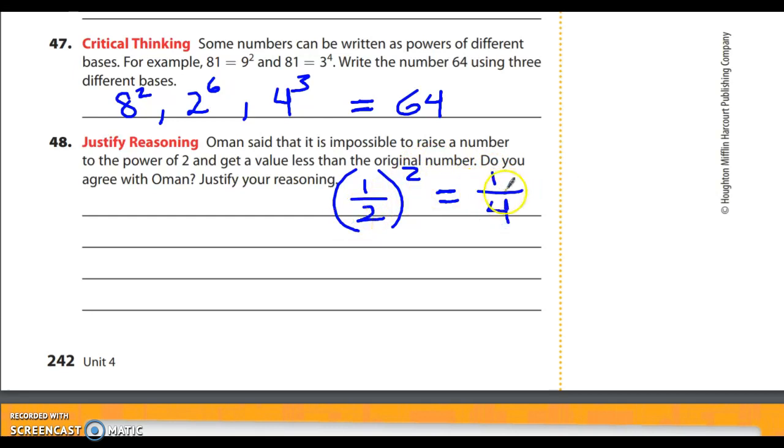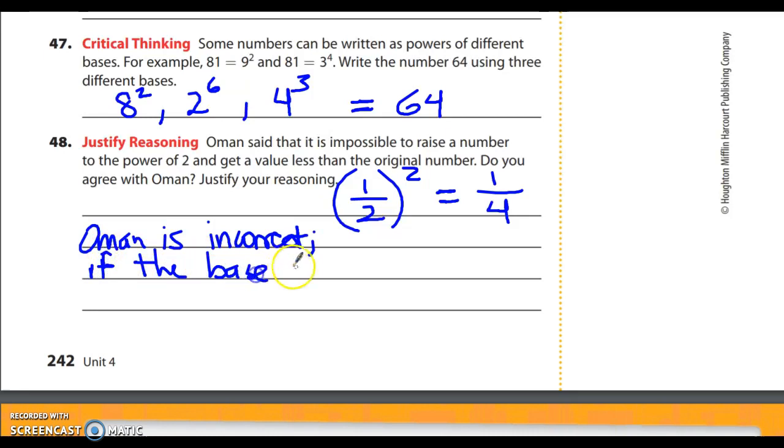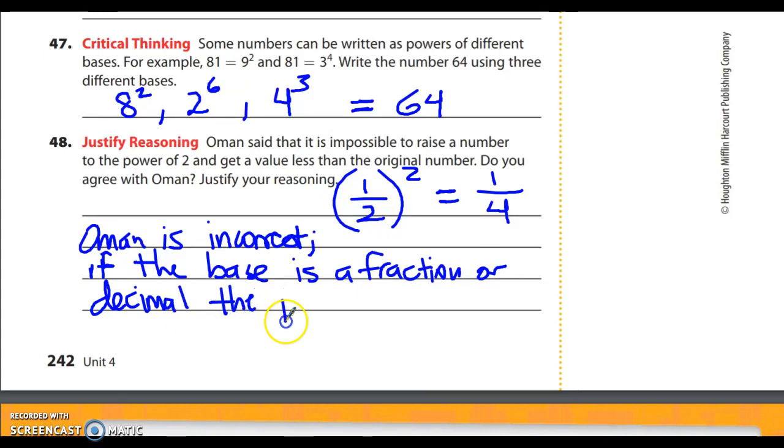And what's greater, half or a fourth? Well, a half might seem smaller because 2 is smaller than 4, but half of a dollar is more than a fourth of a dollar. So my value actually got less. Oman's wrong. Oman is incorrect. If the base is a fraction or decimal, the product will be less than the base.